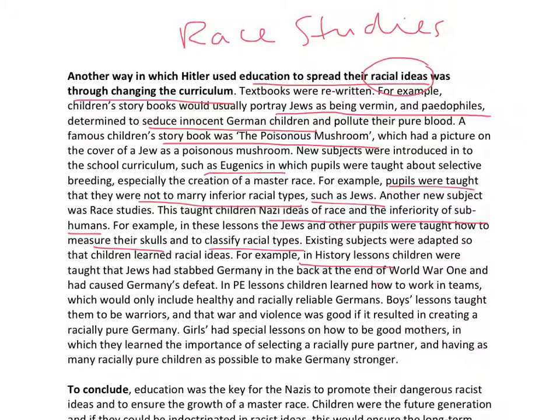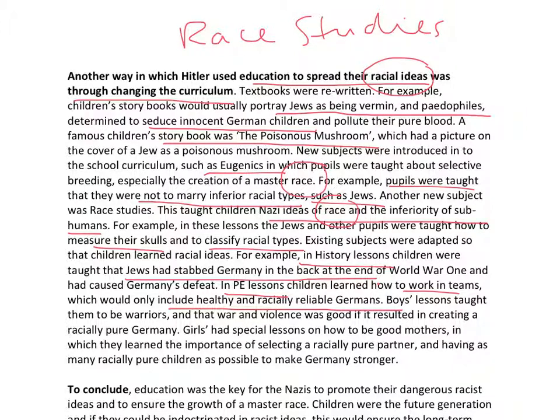History lessons, they were taught that the Jews were behind the stab in the back. In PE lessons, they would work in teams so that it would promote healthy and racially reliable Germans, and so on and so forth. Notice how all the way through that you're constantly referring to race. It's the central word all the way through the answer.